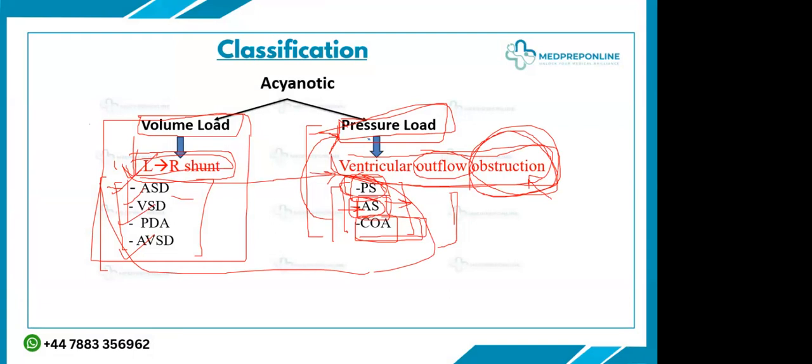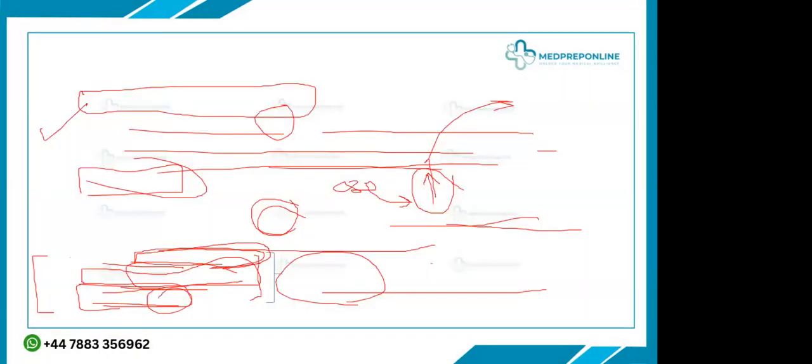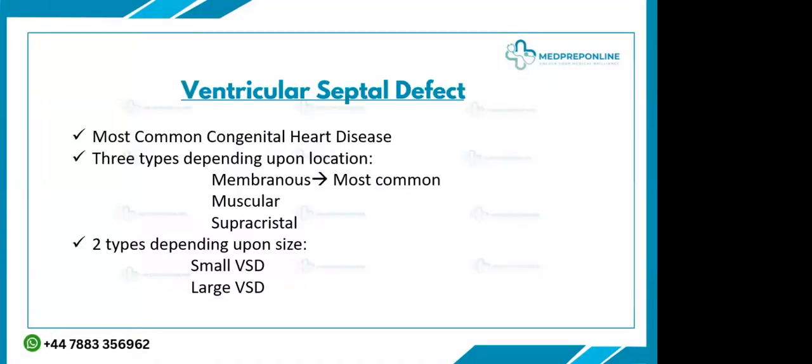So we are going to start with the left to right shunts. That will be the ASD, VSD, PDA, and AVSD, and after that we will cover PS, AS, and coarctation of aorta. So it will be clear, inshallah. Okay, sure. So the first thing is ventricular septal defect.